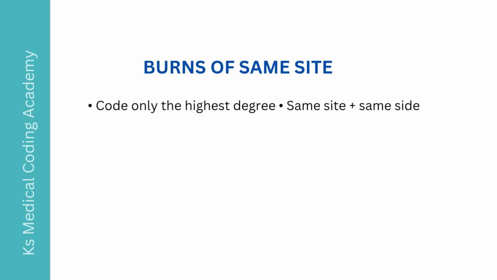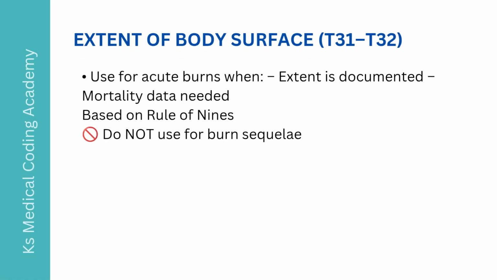Burns of the same site. When burns affect the same site and side, code only the highest degree burn documented. Extent of body surface, T31 T32. Codes from T31 or T32 are used to report the extent of body surface involvement. They are based on the rule of nines and are used only for acute burns, not sequelae.